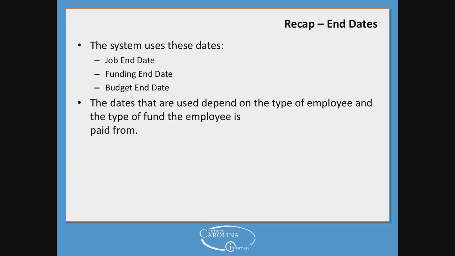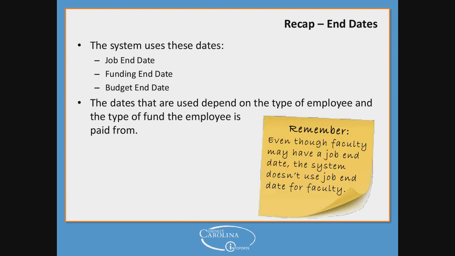And then the last one is the budget end date. And for state, trust, and F&A, that's talking about the fiscal year basically, and when that last paycheck is paid in the fiscal year. And for projects, it's based on that budget period that's set by the sponsor. So it could be a year or it could be multiple years, but it's the end of that period set by the sponsor. Okay, so which of those dates are used depends on what type of employee it is and the type of fund that the employee is paid from.